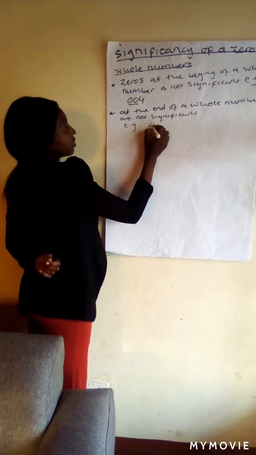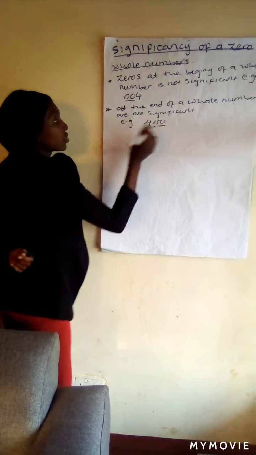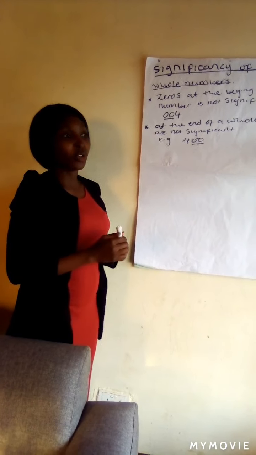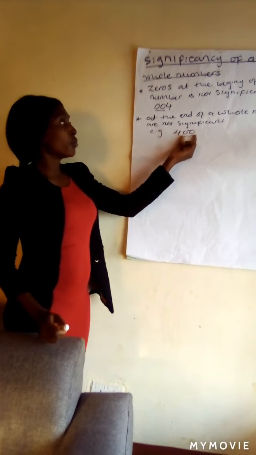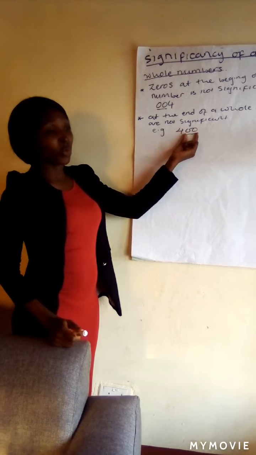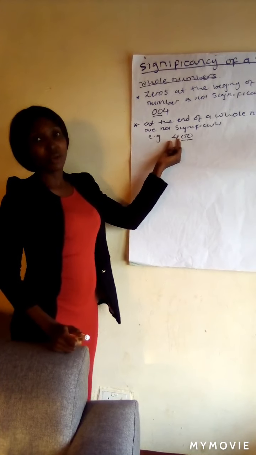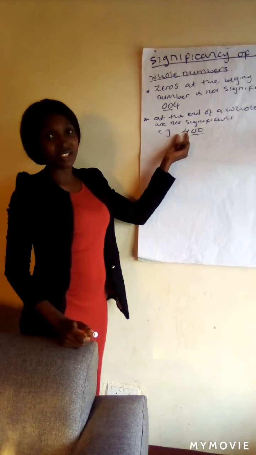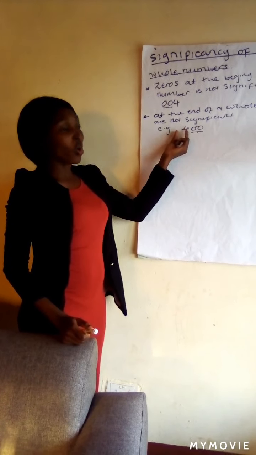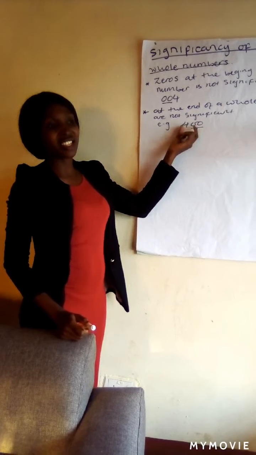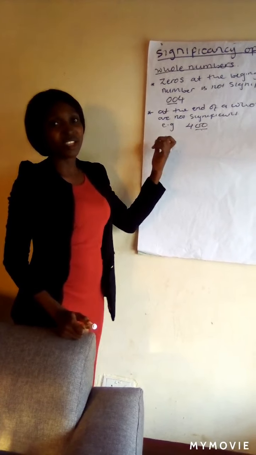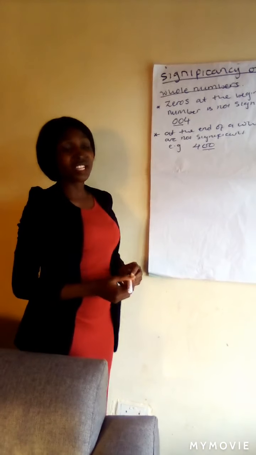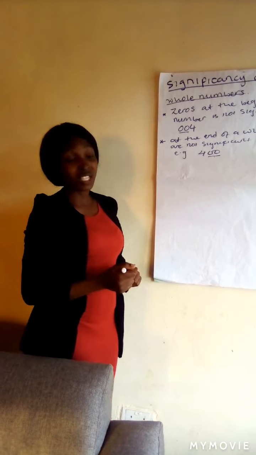For example, we have this number, 400. These two zeros are not significant. They are just there as placeholders. They are there to hold a place for 4. If we remove these two zeros, because we're saying they're not important, this 4 will remain in the ones. But we still want our 4 to be in the hundreds. So the zeros are there to hold the place so that 4 still remains in the hundreds. So the two zeros at the end of a whole number are also not significant.